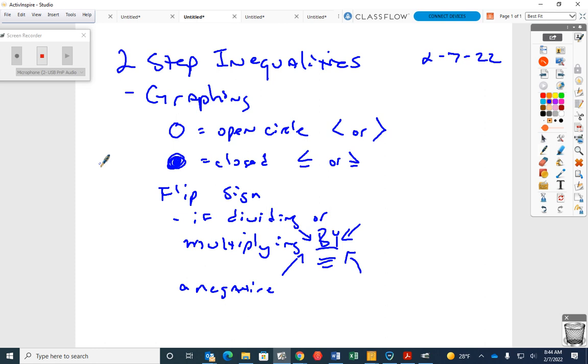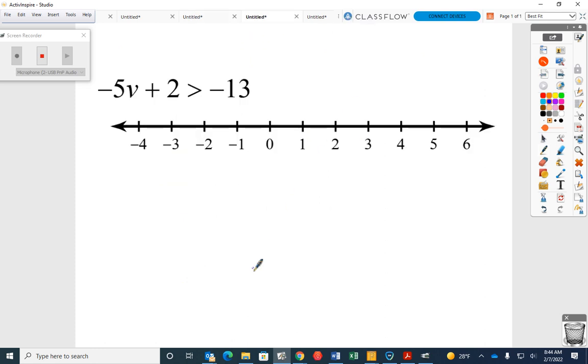Good? Okay. So let's take a look at this inequality. This is a two-step inequality. Copy that down along with the number line. I'll wait till you're done before I proceed.